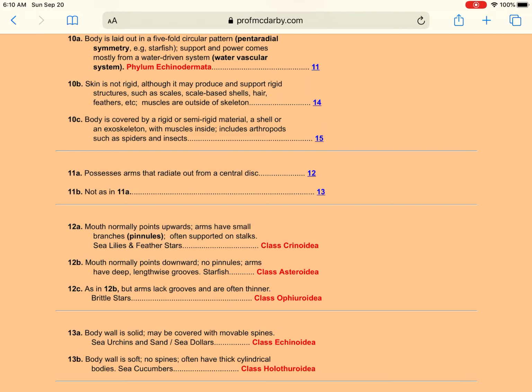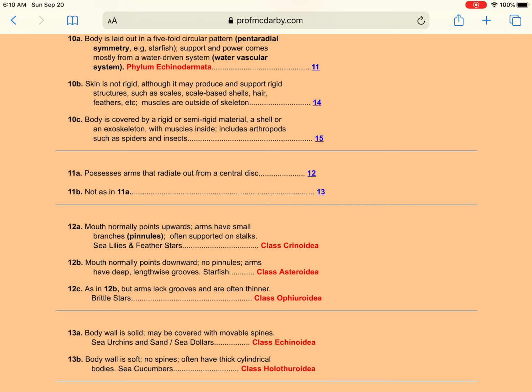10B and 10C are kind of tricky choices for some of the things in the room. Skin is not rigid, our skin is not rigid, but sometimes there's scales over not rigid skin, there's shells like in, say, snails, under not rigid skin. Hair and feathers can hide it. The muscles are on the outside of the skeleton is an important point.